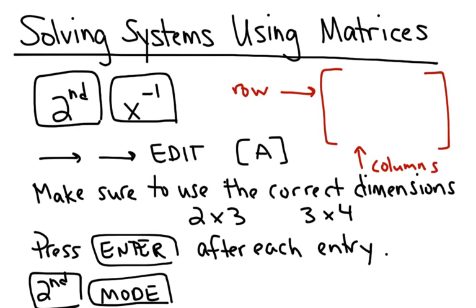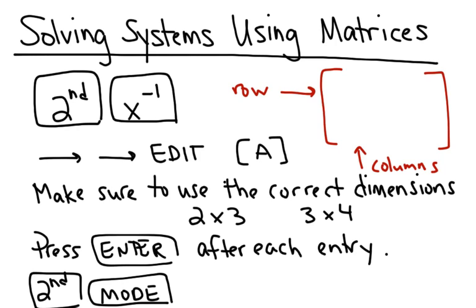And the ones that we've done in class, we've either done a system of two equations, two unknowns, in which case we had a 2 by 3 matrix. That meant 2 rows and 3 columns. But I also introduced you to the 3 equations, 3 unknown system of equations, in which case we would have a 3 by 4 matrix.